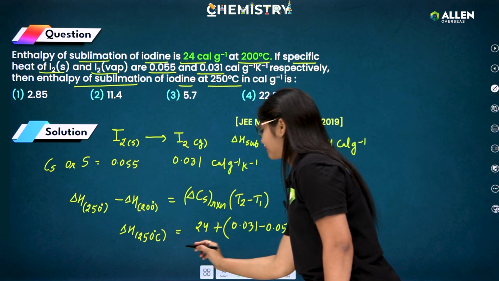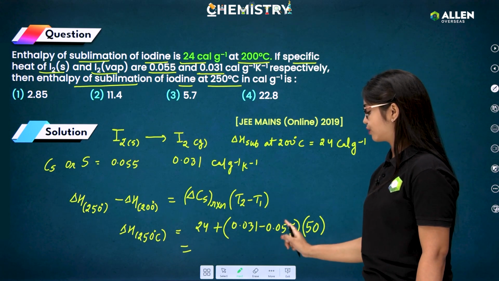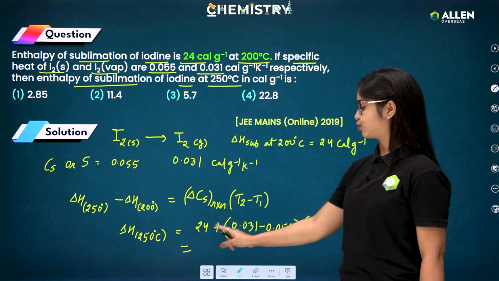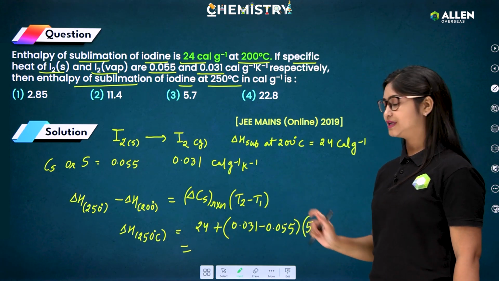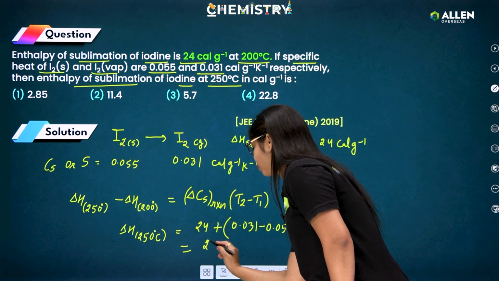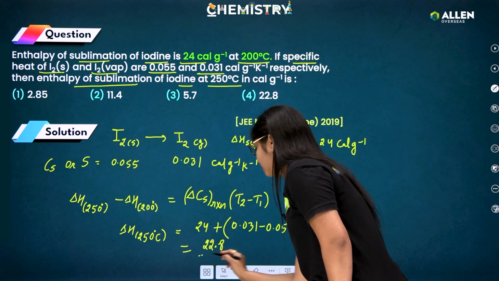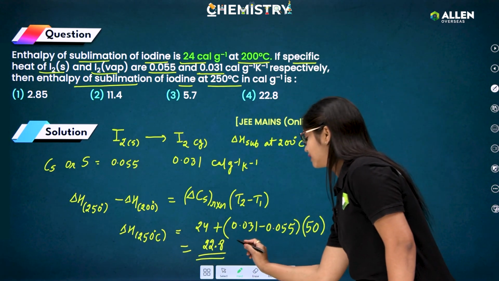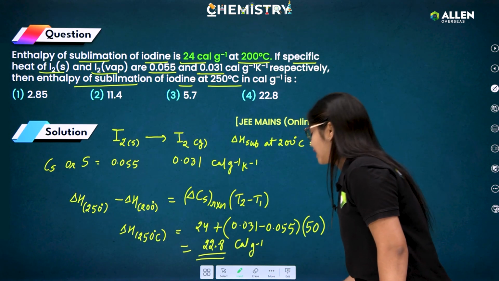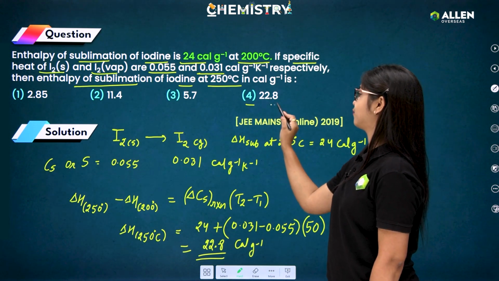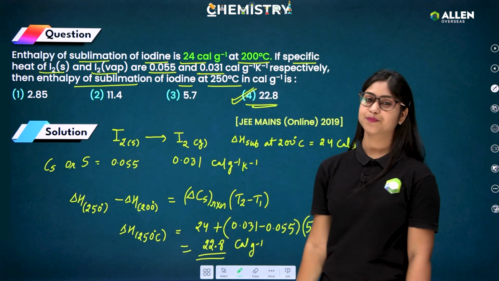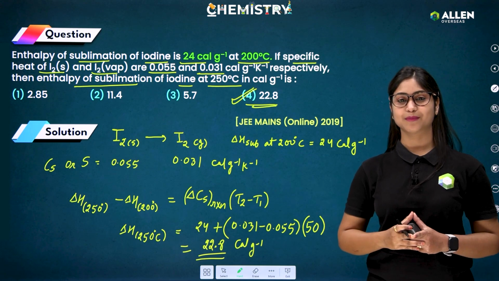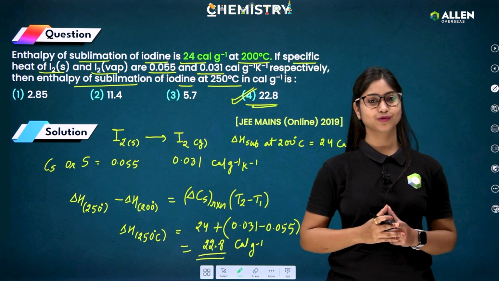Now you have to solve this, and you can see that you are going to get a negative value. So 24 minus something. The final answer will be 22.8, in calorie per gram, and this is given in the fourth option. So that's why the fourth option will be the right answer. This is how we can apply Kirchhoff's equation to solve these questions.